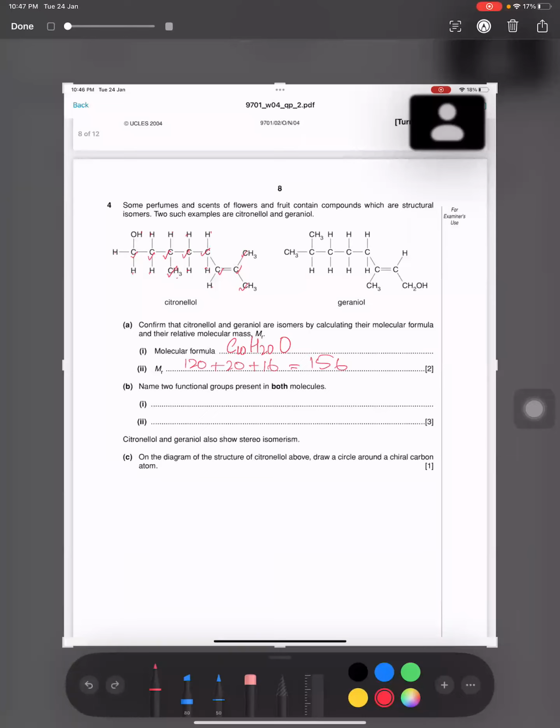Okay. Then name 2 functional groups present in both molecules. So for this, you need to see that we have an alkene functional group over here, right? And one is alcohol, right, bachcho? Yes, sir. But can you focus over here that they are asking for both molecules, 2 functional groups.